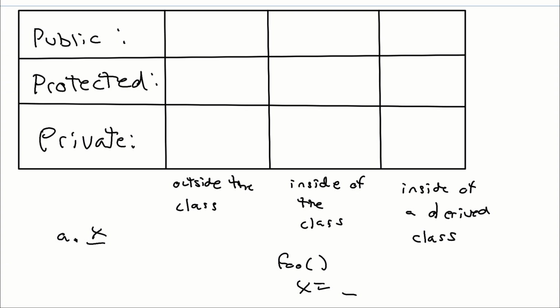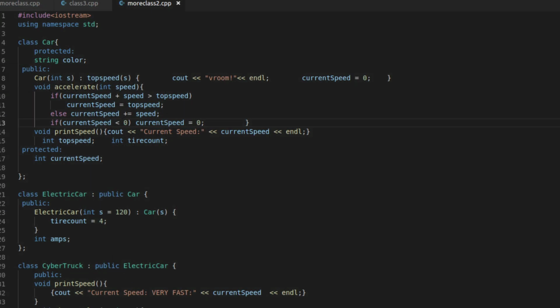Is a public variable accessible outside the class? The answer is yes. You can access it anywhere, so in main or whatever. Is it accessible inside the class like this? The answer is yes, of course it is. Is a public variable accessible inside of the derived class? Yes, it is. We showed you the case. So here, let's quickly switch back to the code and show you the examples of that.